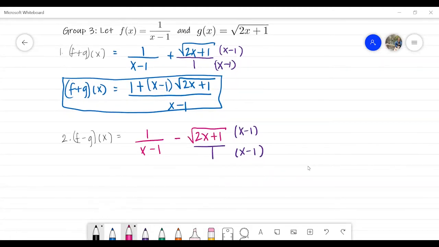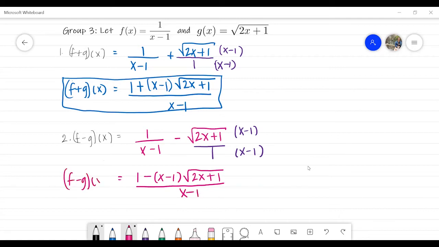So you would end up with 1 minus x minus 1 times square root 2x plus 1 all over x minus 1. Okay, and that would be your final answer here. This is f minus g of x. And you really should label your answers like I am right here with f minus g and all that.